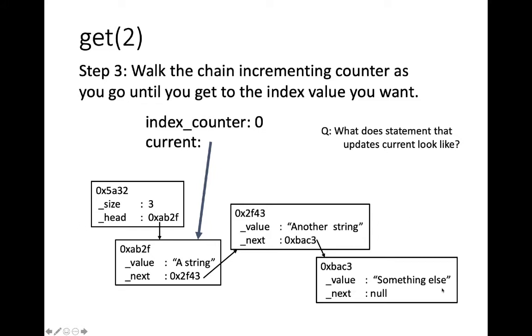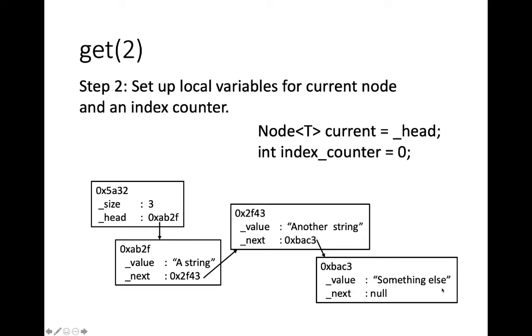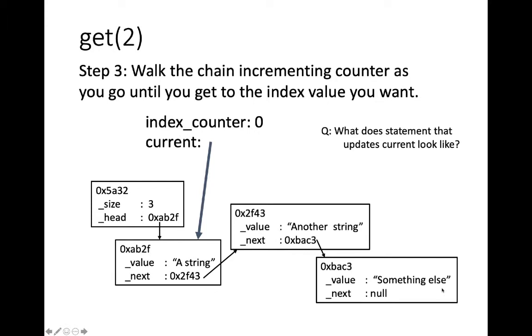I got tired of typing fake addresses and making sure they matched everywhere, so I just started using arrows. So this arrow from current to the head node is the result of having set current equal to underscore head. What's underscore head? Underscore head is a pointer to the node structure at hex AB2F. So when we say current equals underscore head, that means current is a pointer to the node structure at hex AB2F. Fine. So this is what we're starting on.